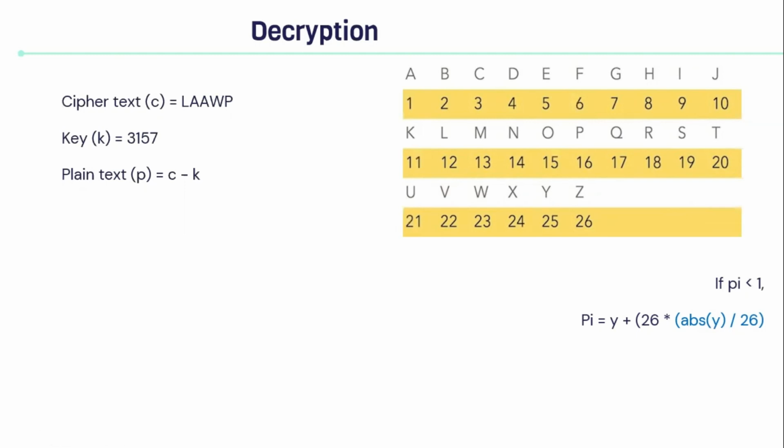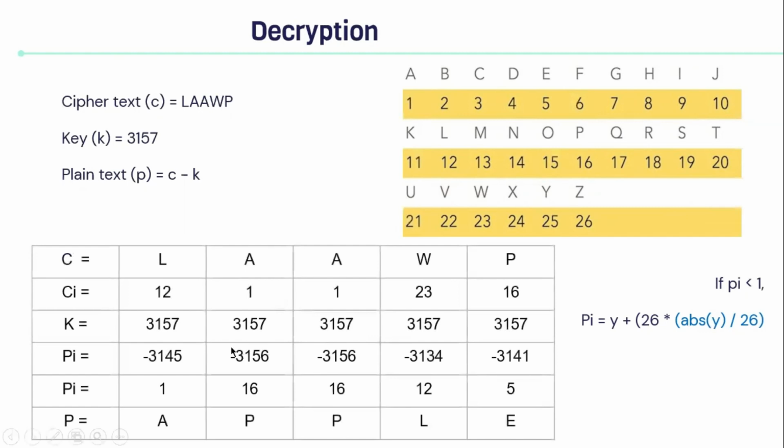So let's understand with this example. We have the value C, which is the ciphertext LAAWP. Then the cipher index for this alphabet, then the key, which is 3157. So here is the PI, which is negative. If the value of PI is less than 1, then we are going to use this formula.